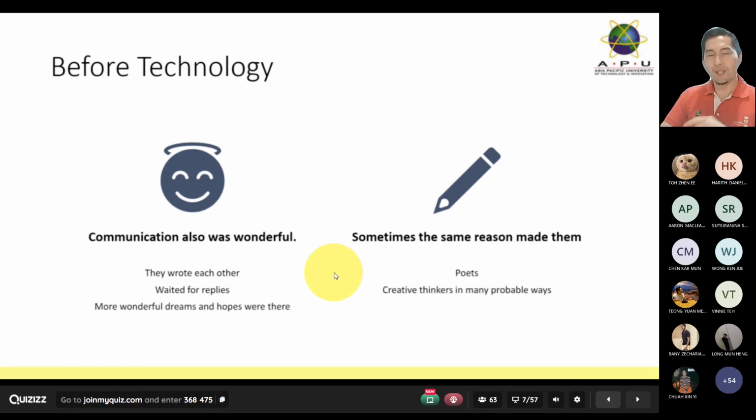Anyway, two more points highlighted here before technology: communication was wonderful, because people used to write to each other. They had to wait for replies, right? I'm very sure your generation did not go through this. I got to go through this a bit in the beginning. That is something I initiated and wanted to do as well. This was probably about 20 years ago.